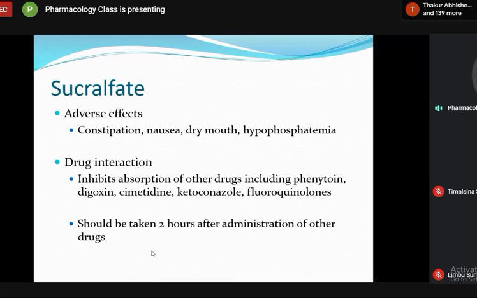The adverse effects of sucralfate are constipation, nausea, dry mouth, and hypophosphatemia. Similarly, a drug interaction can occur that inhibits the absorption of other drugs, including phenytoin, digoxin, cimetidine, ketoconazole, and fluoroquinolones. So it should be given 2 hours after administration of the other drugs. Once these drugs are given, then after 2 hours only you can give the sucralfate.